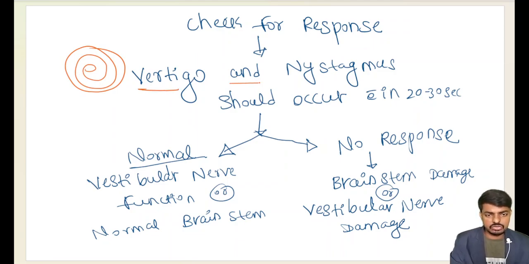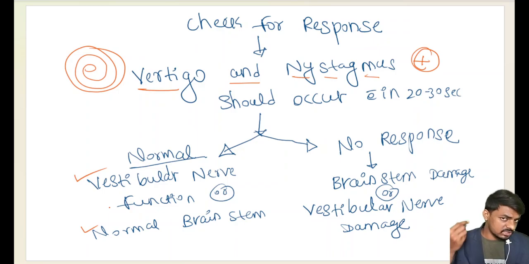And there should be nystagmus present. If vertigo and nystagmus are present, that means normal vestibular nerve functioning is there, which means the brainstem is also functioning normally. Very important: when we instill the cold water, if there is no response at all, it means the brain has stopped responding, so the brain is damaged. The vestibular nerve is damaged.